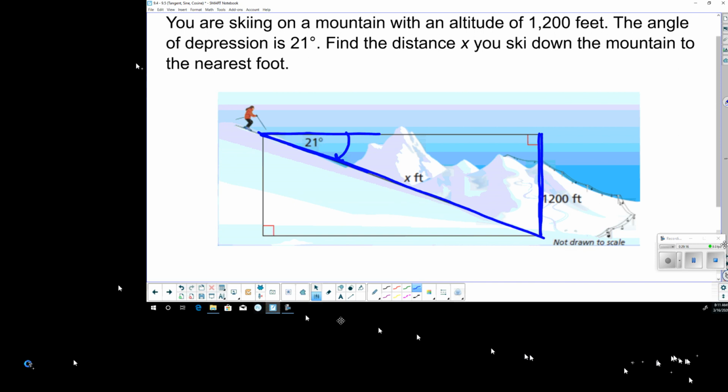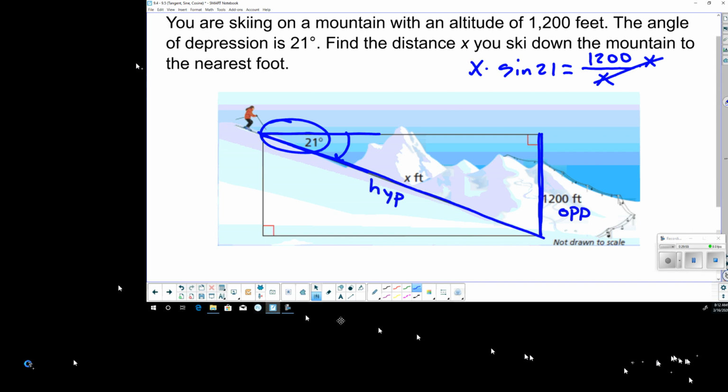I always start with your angle. This is my reference angle, which is 21. Decide on the sides. The 1,200 that I know over here is the opposite side, it's opposite that angle. The x is the hypotenuse. Decide which trig ratio to use. Using SOHCAHTOA, opposite and hypotenuse is the sine. So I'm going to take the sine of 21 equals the opposite side, 1,200, divided by the hypotenuse, which is x. Now we just have to go through and solve that. I need x off the bottom of the fraction, so I'm going to times by x to get it off the bottom.